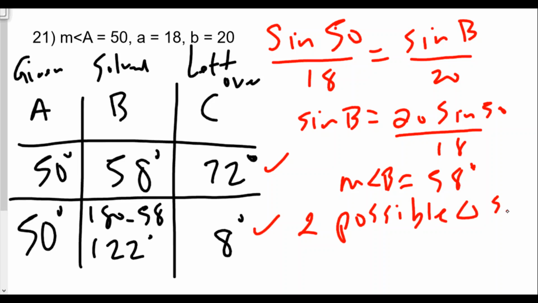And the reason we had two possible triangles is because in this situation, we were given a side-side-angle situation. This is a side-side-angle situation, and side-side-angle may lead to two possible triangles. That's why side-side-angle is not used to prove triangles are congruent, because there could be two possible situations. We see two possible triangles here.